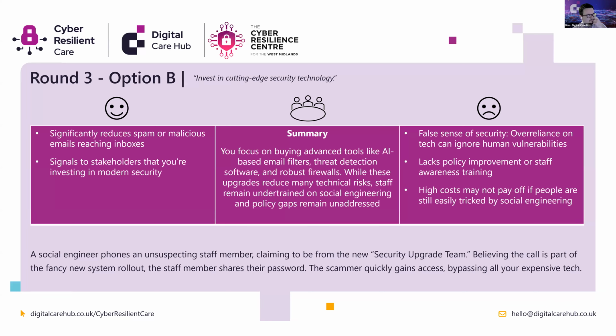Can go really badly. So a social engineer phones an unsuspecting staff member claiming to be from the new security upgrade team. Great, they've taken advantage of the thing we've tried to do. They believe the call is part of the fancy new system rollout. The staff member shares their password and the scammer gains access and bypasses all of the expensive tech.